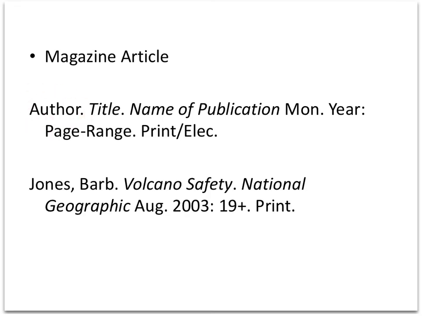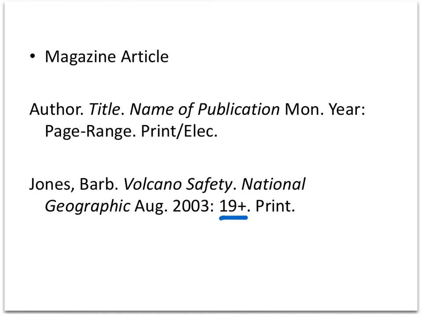So we need an author. We have our author. We need a title of the article or the magazine article. We have that there. So we need a name of publication. So we have that, National Geographic, name of publication. So now we need a month and year in which the article will appear, so we have August 2003. We need a colon, so we have a colon there, and then a page range. So notice here, this is a little bit different. We notice that plus sign right there beside the 19.